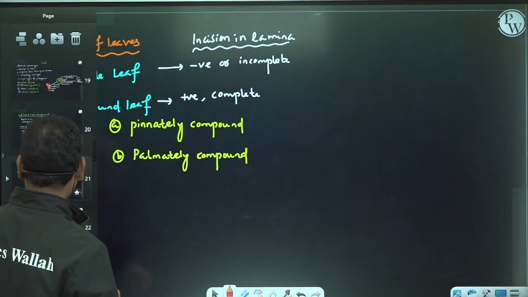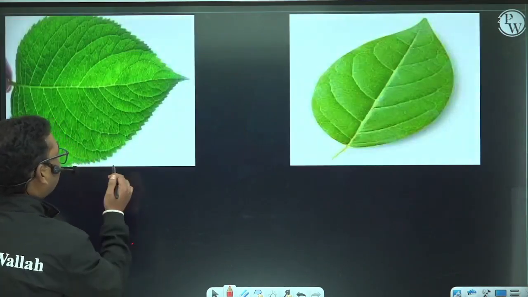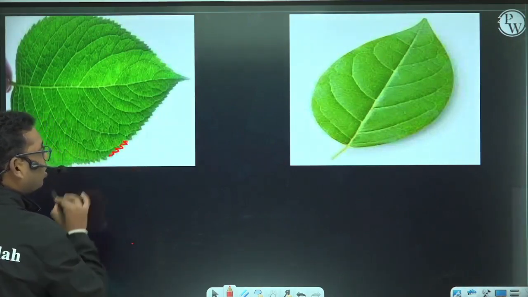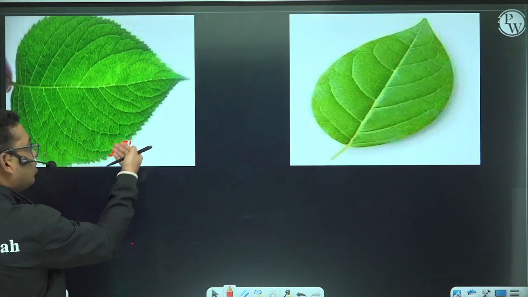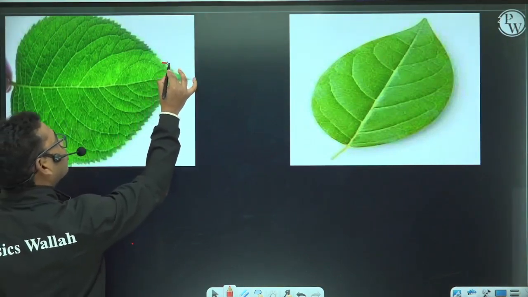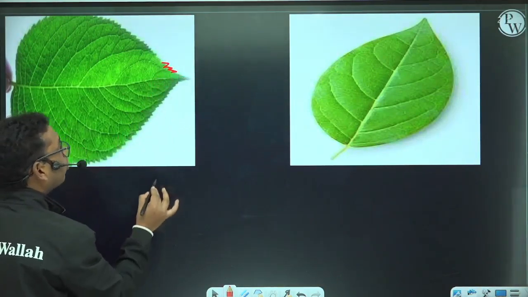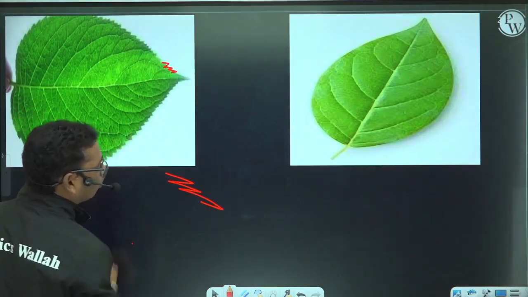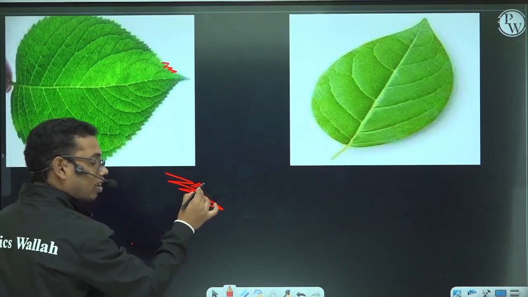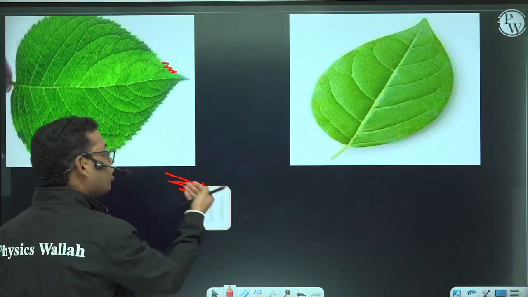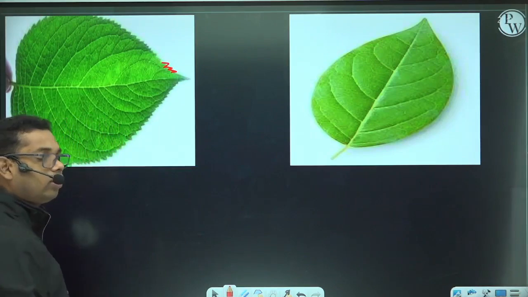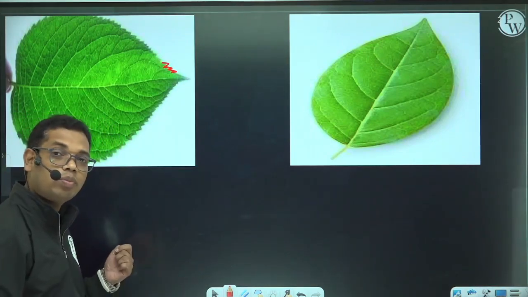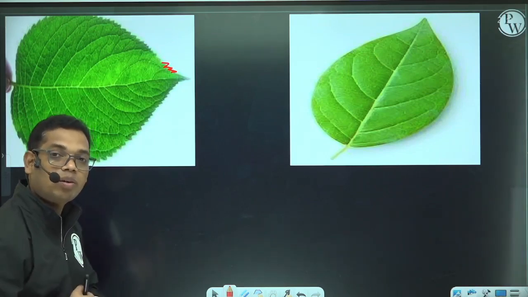So here in this diagram you can see, there is some inward growth. Okay, and these invaginations are called as incision. So in this diagram you can clearly see there are some invaginations like this. Okay, for example, if I draw like this, so this will be like this, right? So these are invaginations, or I can call them as what? Incision. So if incision is present and not complete, that will be simple leaf, and if incision is present but complete, that will be called as compound leaf.